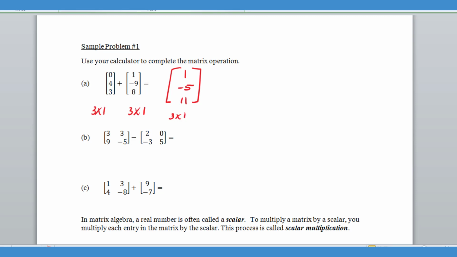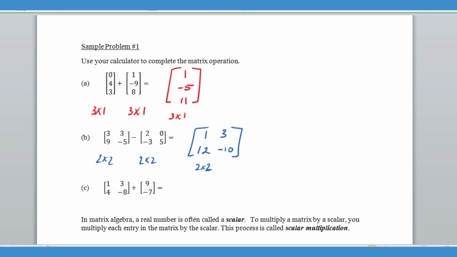Okay, and now we have a 2 by 2 subtracting a 2 by 2, so that's going to be okay for me to do. So I'm going to do 3 minus 2, which is going to give me 1. I'm going to do 3 minus 0, which is going to give me 3. And it really doesn't matter what order I do these in, as long as the location is correct. So 9 minus a negative 3. That's the same thing as 9 plus 3. It's going to give me 12. Now I have negative 5 minus 5, which is going to give me negative 10. And I square that off with our matrices. You can see that's a 2 by 2 matrix, which is exactly what we should have expected.